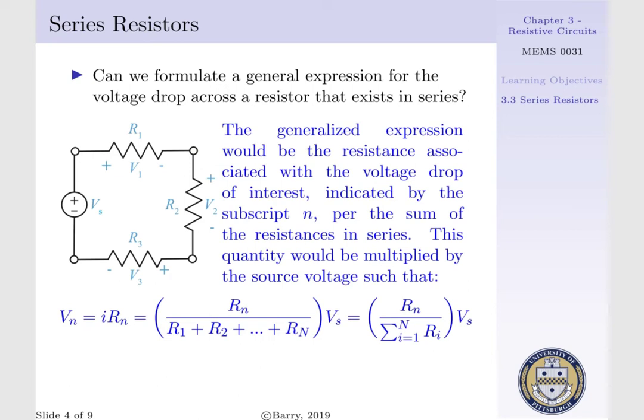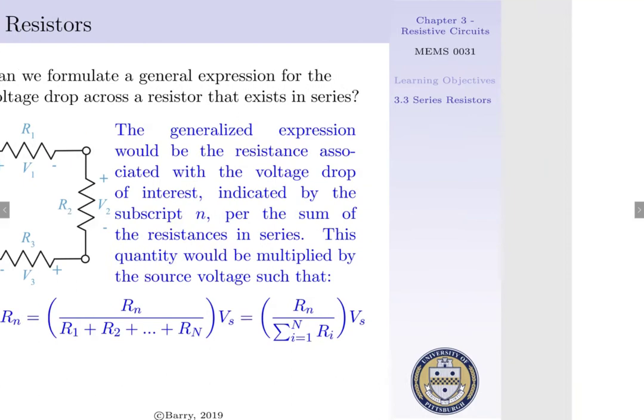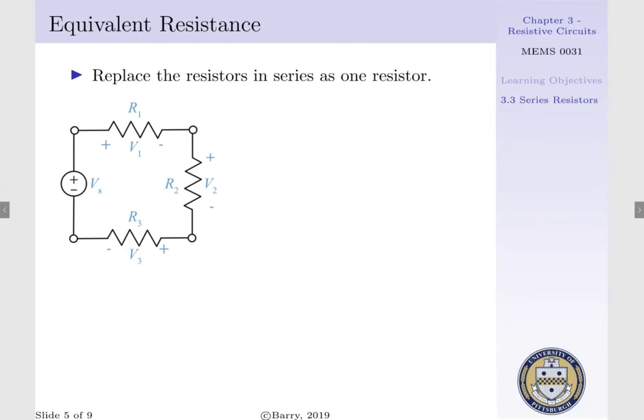This quantity would be multiplied by our source voltage, and we can express this more simply by saying V sub n would be equal to R sub n per the summation from i equals 1 to capital N of R sub i times our source voltage. Now, there's an interesting consequence of this. We can replace the resistors in series as one resistor.